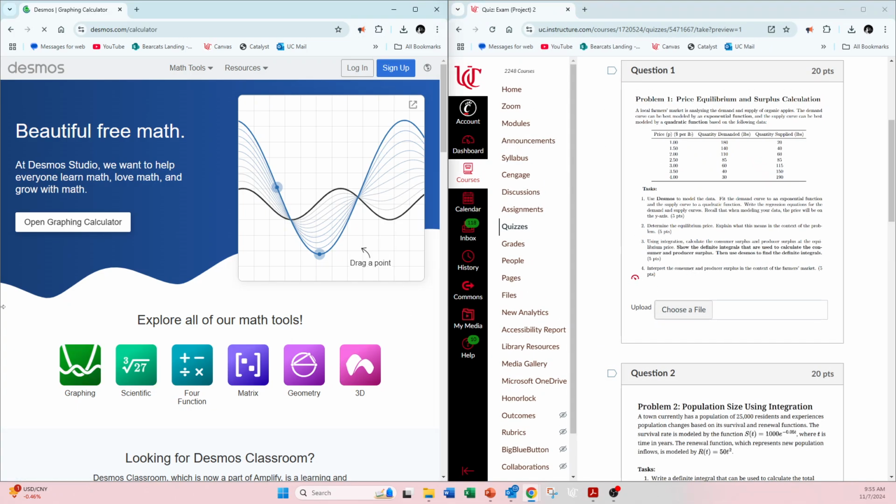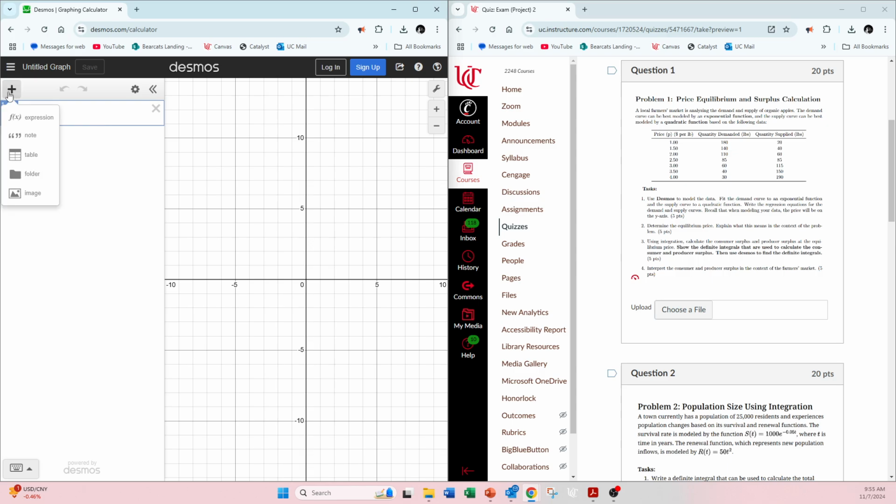You go to graphing to find the regression equations. You create a table, and you're going to need to create a table for the demand function and the supply function. So I'll go ahead and create 2 tables. The first table, we'll let that be the demand function.